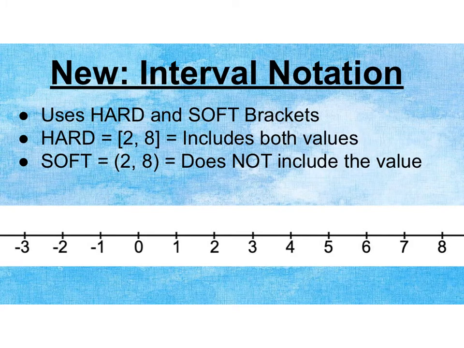Soft brackets, which really are parentheses, do not include it. So it is as if it was x is greater than 2. That means it's going to get an open circle at 2 and an open circle at 8 and everything in between.